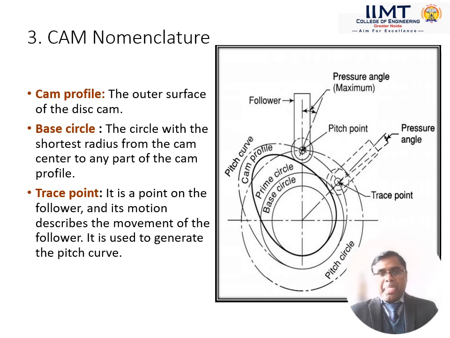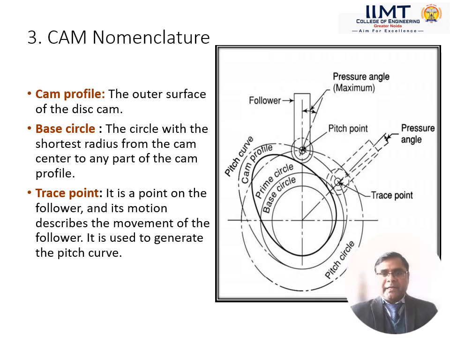So first is the cam profile. You can see here the dark curved surface, the dark disk. We can see that the outer surface of the cam is called the cam profile. Here, this is the roller follower. So cam profile is basically the outer surface of the disc cam. So this is the dark profile. You can see this is the cam profile.